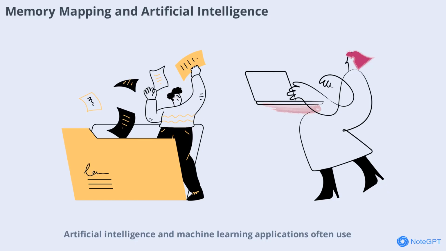Artificial intelligence and machine learning applications often use memory mapping to handle large models and datasets. By mapping training data and model parameters into memory, AI systems can process information quickly and efficiently, enabling faster training and inference. This technique is essential for building scalable, high-performance AI solutions.